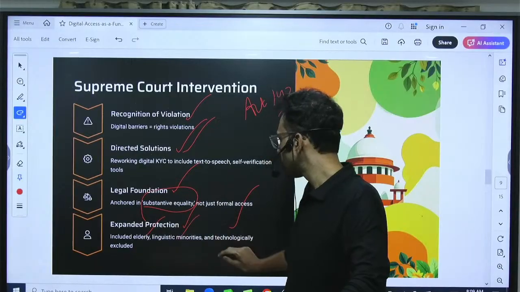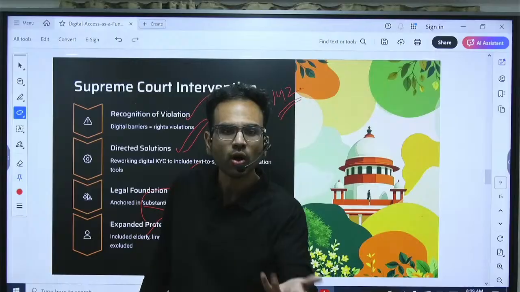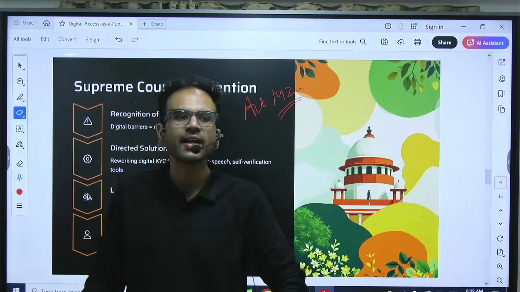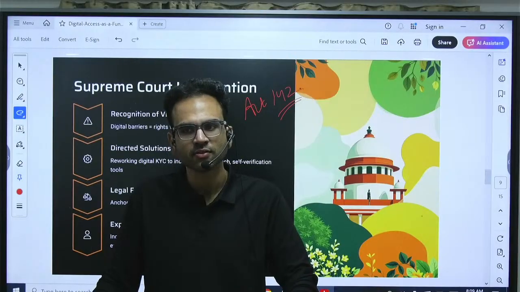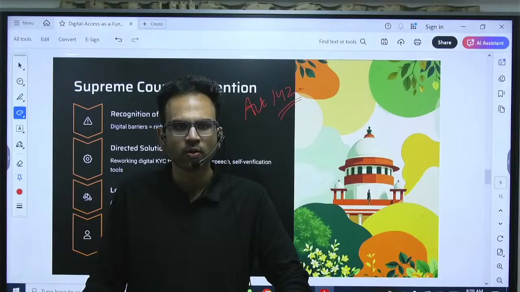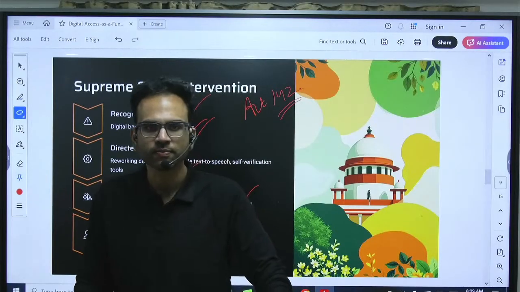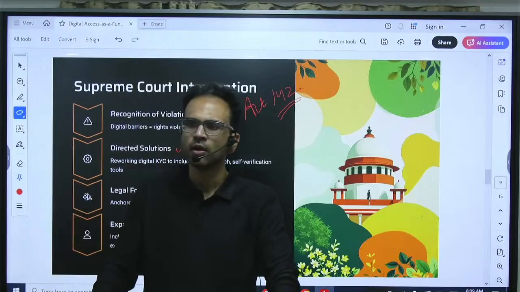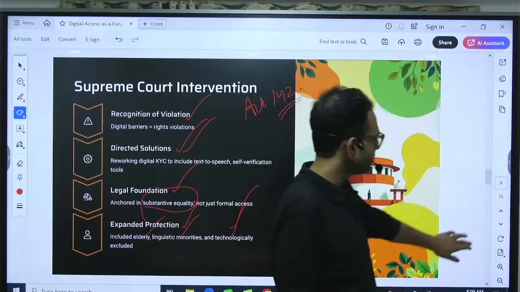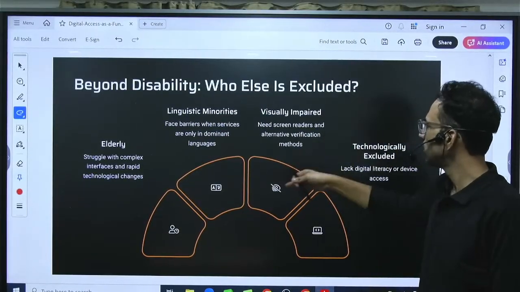Elderly, linguistic minorities, technologically excluded. What do you mean by this? Let's say you don't know how to read English or Hindi. How will I get access to this? That's also a problem. You might be technologically illiterate. Do you think they should be excluded? No, right? So that's why the Supreme Court spoke about this section of the people. That's what we have been talking about.